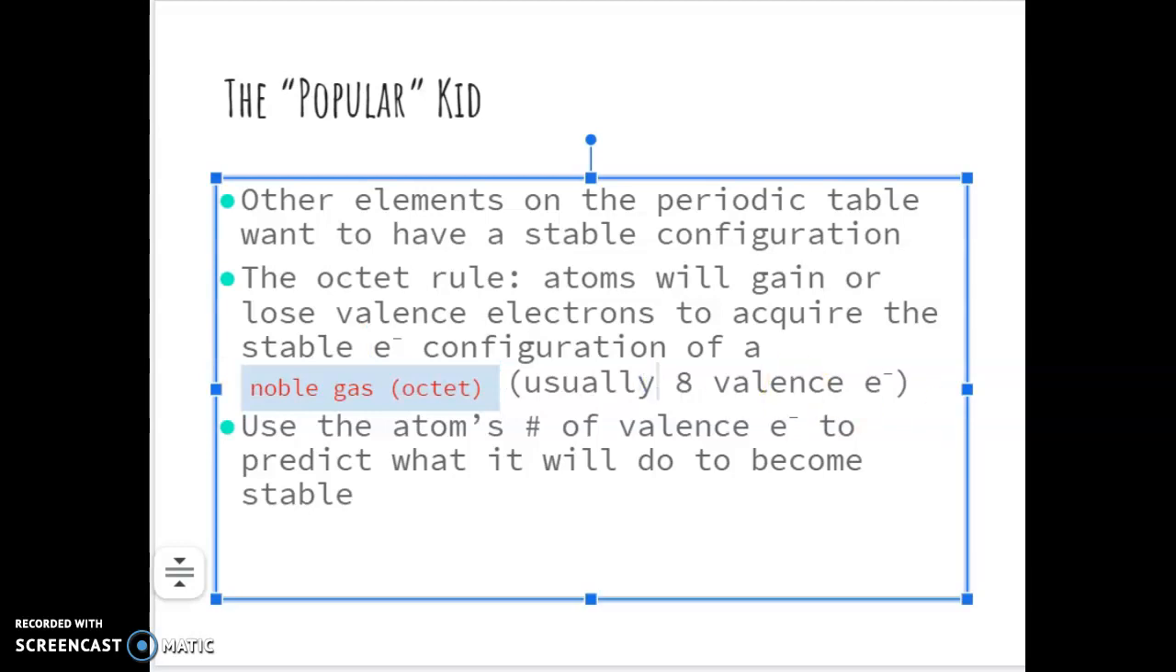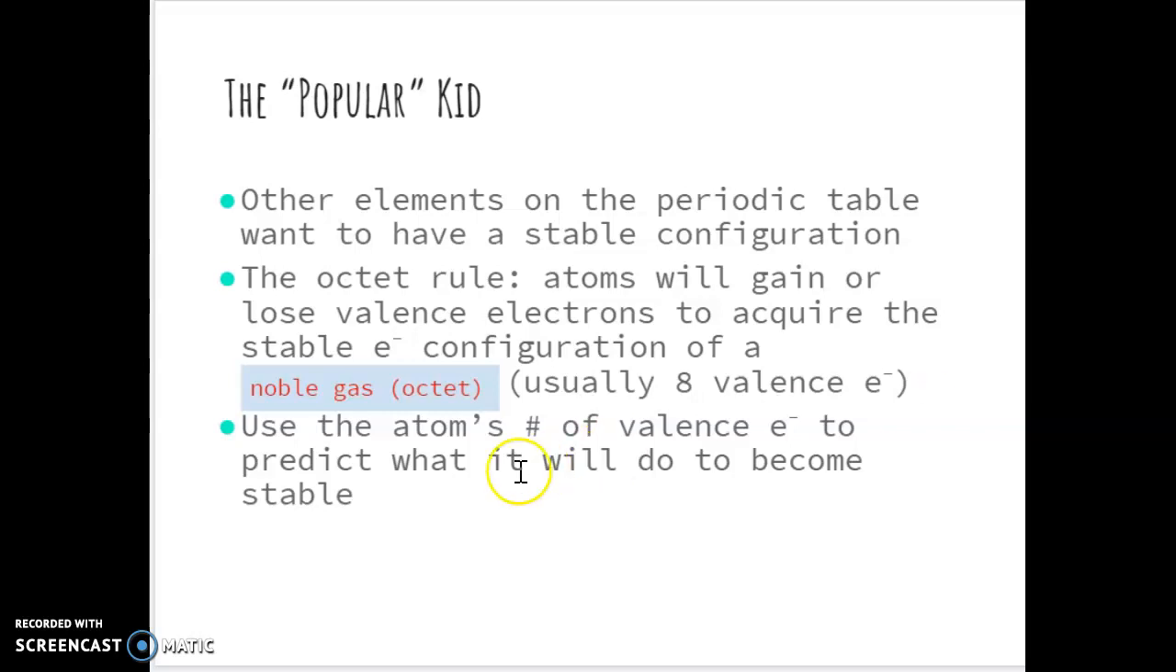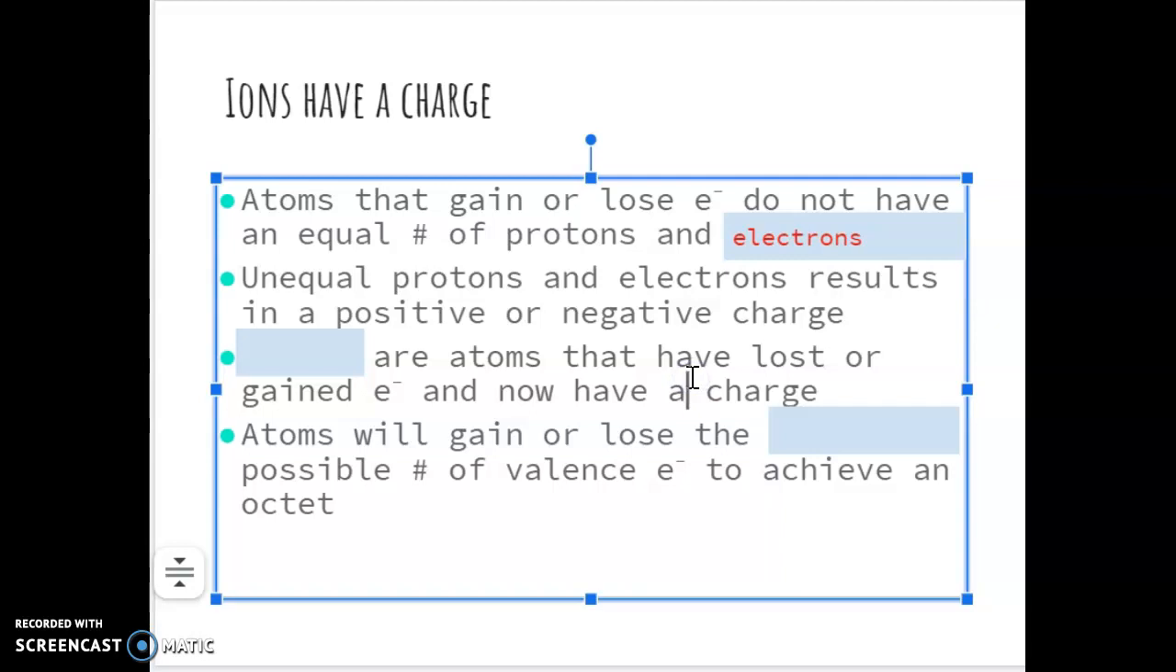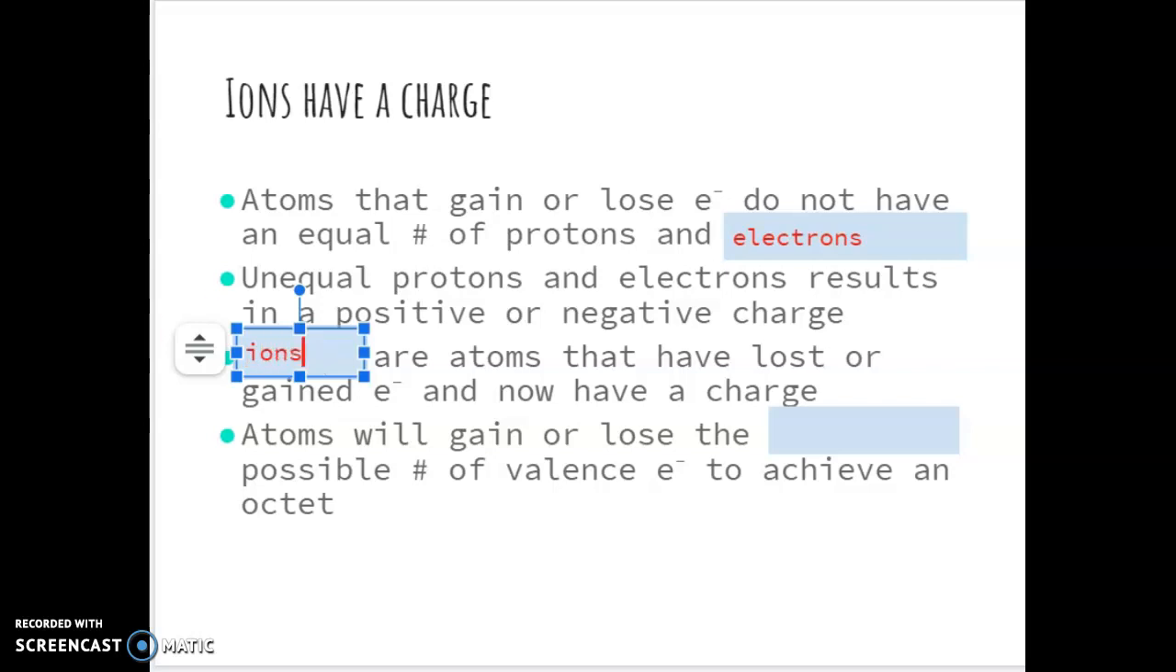So we use the atom's number of valence electrons to predict what it will do to become stable. So if it has less than 4 valence, it's going to lose electrons. If it has more, it's going to gain electrons. So atoms that gain or lose do not have an equal number of protons and electrons. Unequal protons and electrons result in a positive or negative charge. And ions are atoms that have lost or gained electrons and now have a charge.